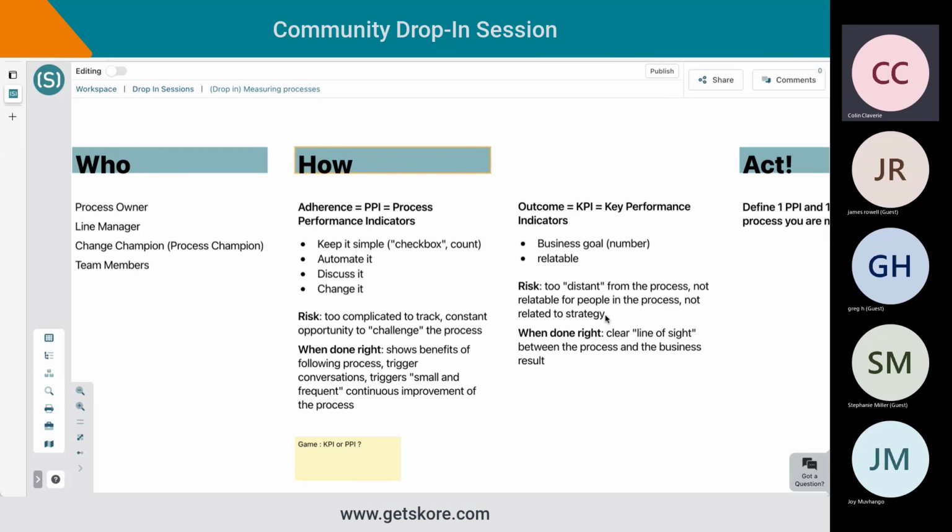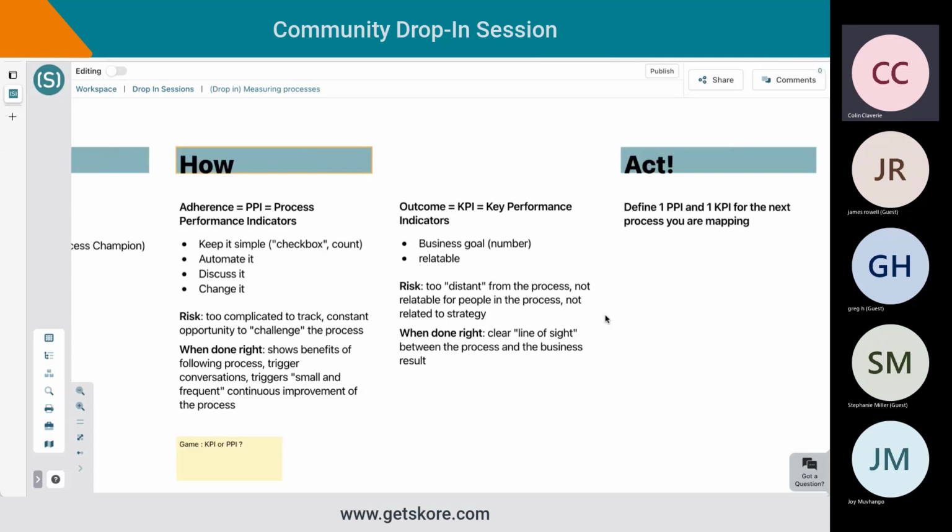So that's about KPIs, PPIs, in very broad strokes. Keep it simple if you're getting started. As an action, what I would suggest is next time you're creating a new process in Skore, next time you're organizing a little workshop, think about one PPI, one KPI with the team, explaining to them the little concept of measuring the adherence, measuring the results.